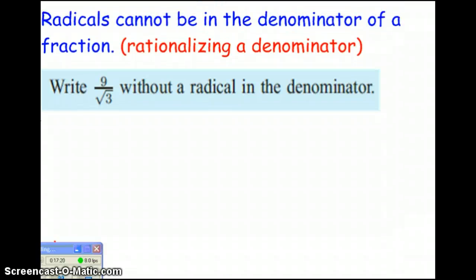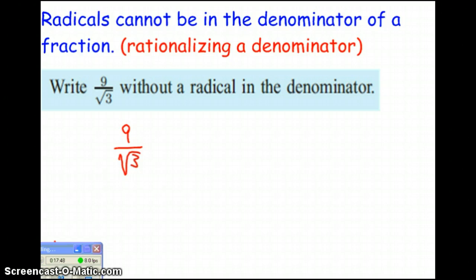Rationalizing a denominator. This is the last thing. You cannot leave a radical in the bottom of a fraction. It's called rationalizing the denominator. We looked at this last year at the end of the year. 9 over the square root of 3. I can't leave the square root of 3 down there. How do you get rid of it?